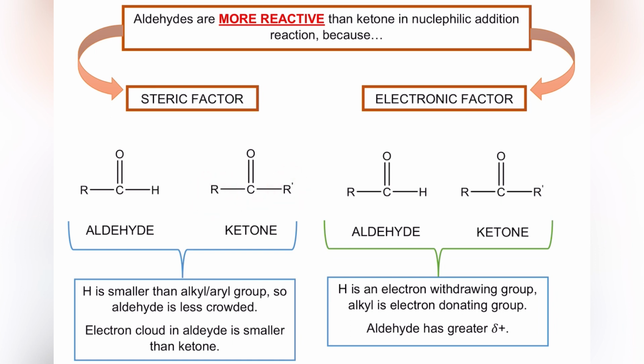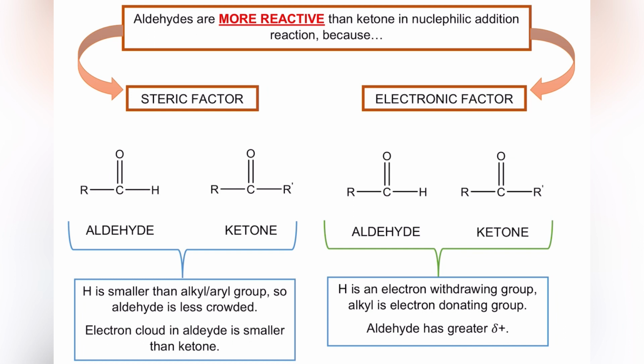We know that the hydrogen in an aldehyde is a smaller size compared to alkyl groups. So that's why the electron cloud here is smaller compared to the alkyl group here. That is how you want to explain the steric factor.